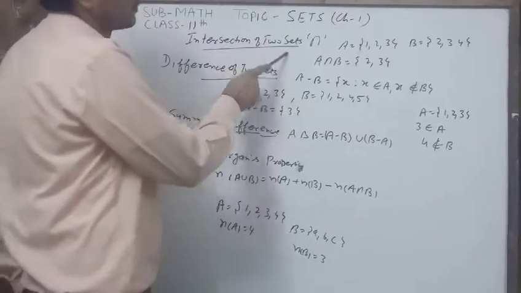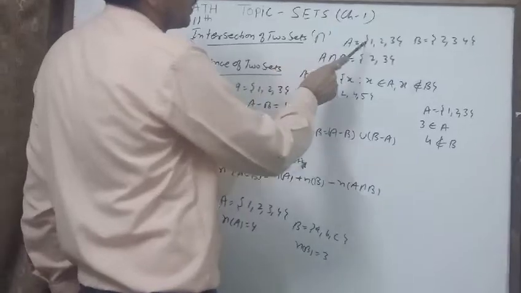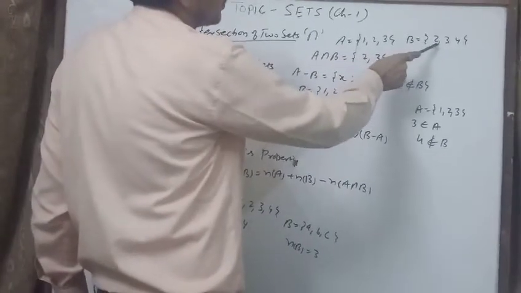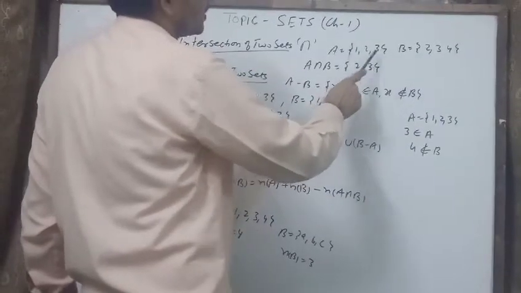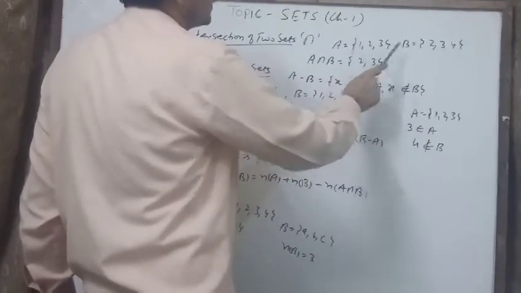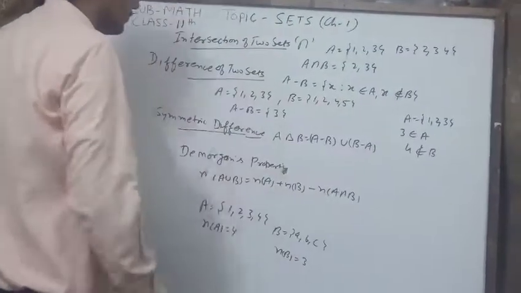Again, intersection of two sets. Intersection is denoted by this sign notation. A is a set 1 2 3, B is another set 2 3 4, right? A intersection B: those elements which are common in both the sets A and B, 2 and 3. This is the intersection of two sets.